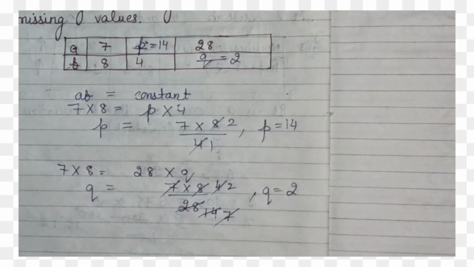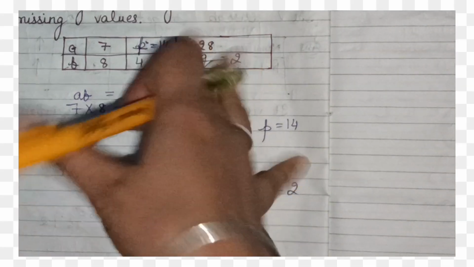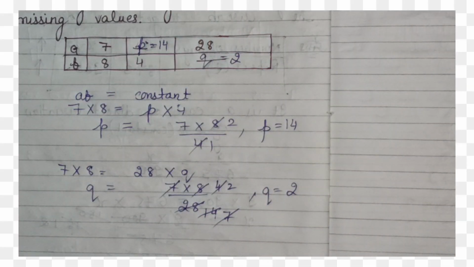So we filled the blanks and calculated this question by applying the formula of inverse variation. Here the value of P is equal to 14 and the value of Q is equal to 2. The rest of the 2 parts are similar to this first one. So that's all in today's video.